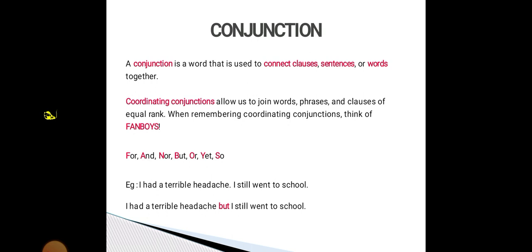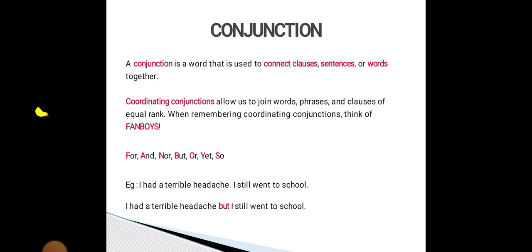First, we can see about coordinating conjunction. Coordinating conjunctions allow us to join words, phrases, and clauses of equal rank. When remembering coordinating conjunctions, think of FANBOYS. It's a clue word for remembering the coordinating conjunctions. What does FANBOYS mean? F stands for for, A is and, N stands for nor, B stands for but, O is or, Y is yet, and S is so. What are the words called coordinating conjunctions? For, and, nor, but, or, yet, so.